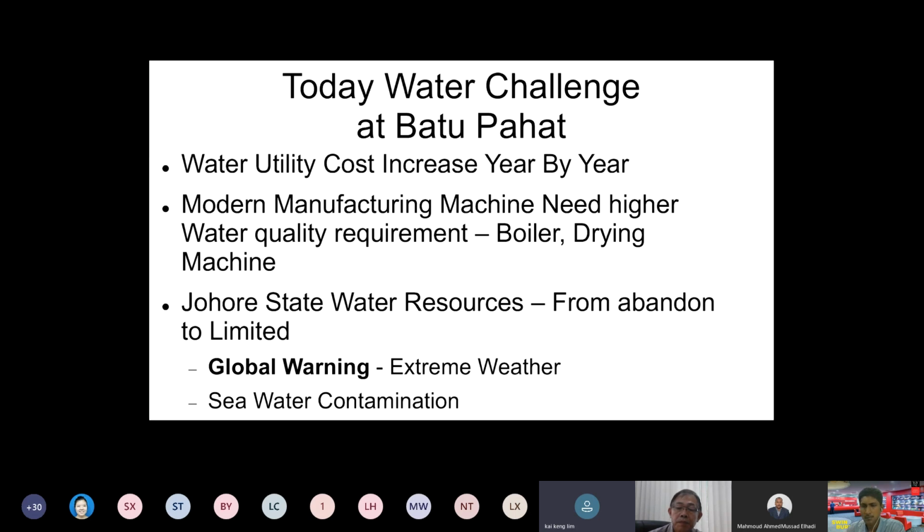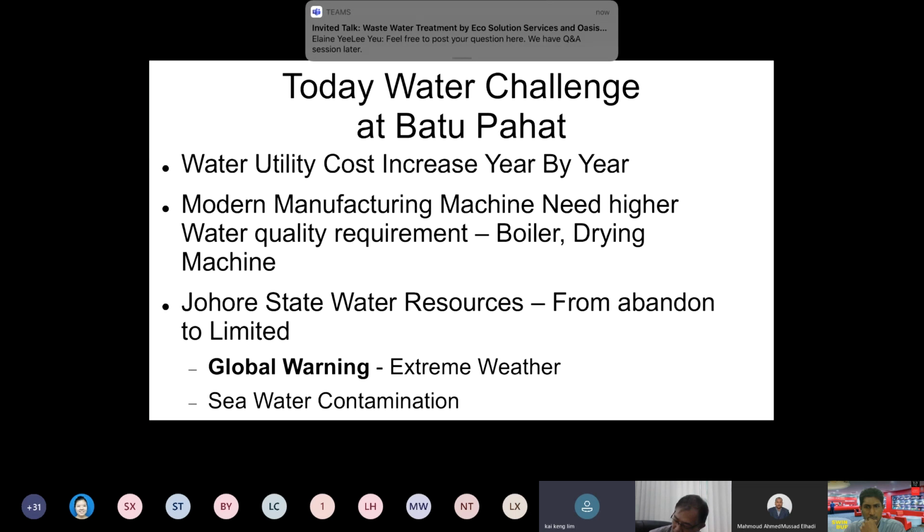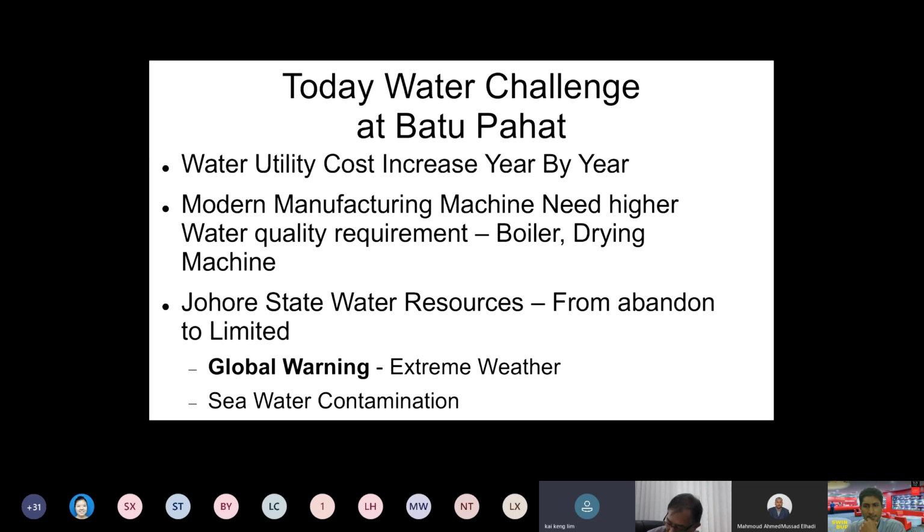The problem we are facing in the Batu Pahat area is that every year the rain and extreme weather are getting more and more severe. Later I have a rain profile for this area, and you can see what has happened. When you have a dry or drought season, you will realize there is an effect known as seawater contamination. The seawater actually goes inland.